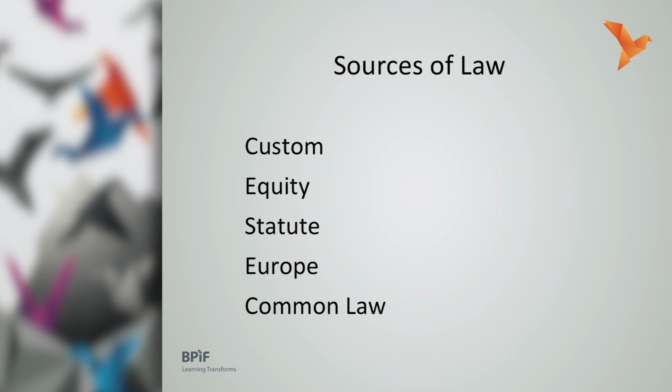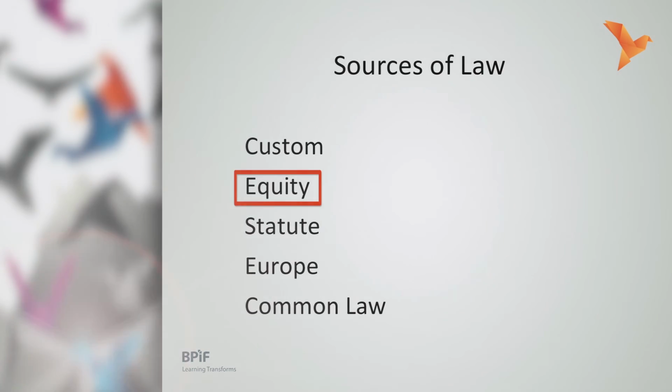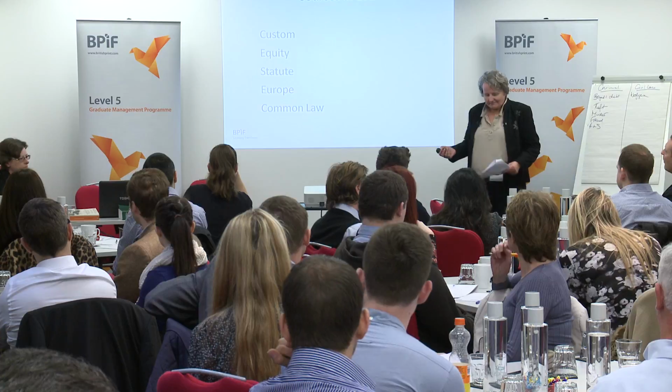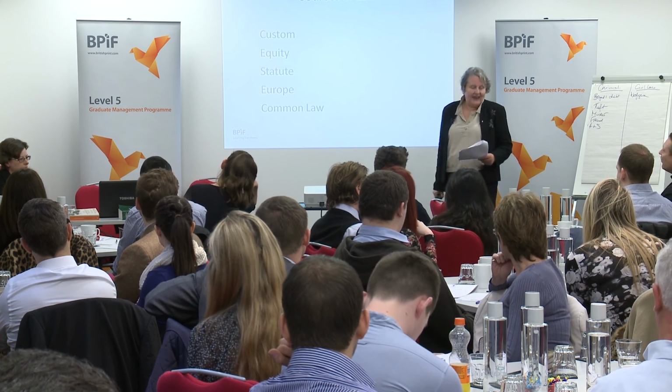But where do we make the law? It doesn't fall out of the sky. Where does it come from? These are the various sources. Equity, that's rather more interesting. People used to look to the king or the king's representative, who is the Lord Chancellor, for a fairer, more rounded result. And that's where the idea of equity came from.